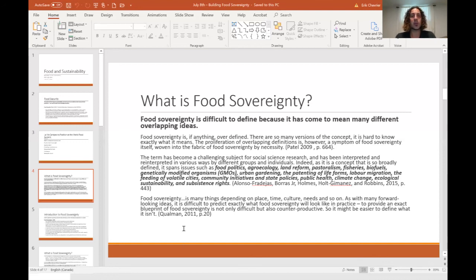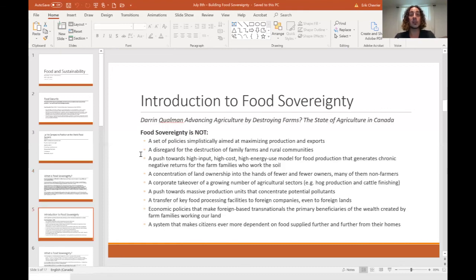There's an interesting article here by Darren Quailman that looks at farming industries in Canada. We're going to touch on this article in more detail at another point. It looks at how difficult it is to farm in Canada and be profitable because of the way the food industry works, especially with seed and chemical companies usurping most of the profits. But Quailman puts together an interesting perspective, saying it's really difficult to define food sovereignty, but it's easier to define what food sovereignty is not. Looking at the flip side, we can see some of the presentation of his arguments here.